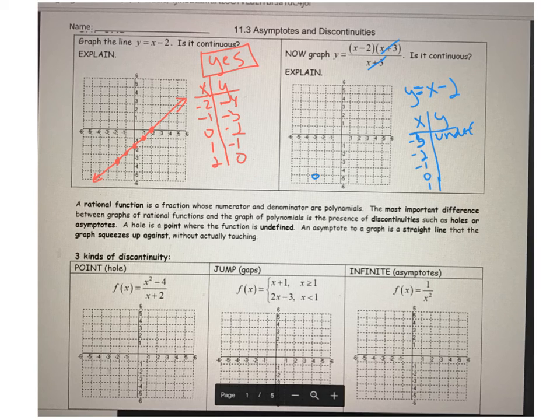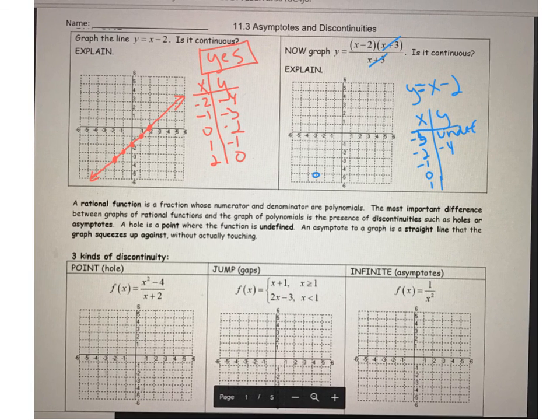Now if I plug in -2 again, -2 minus 2 is -4. Again, those would cancel. I'd still end up with -4 here. There we go. At -1, I'd still get -3. At 0, I'd still get -2. And at 1, I'd still get -1. So notice, because my x plus 3's cancel, because one's on top and one's on bottom, they divide out to 1, it is still a line because the remaining function is a line, y equals x minus 2.